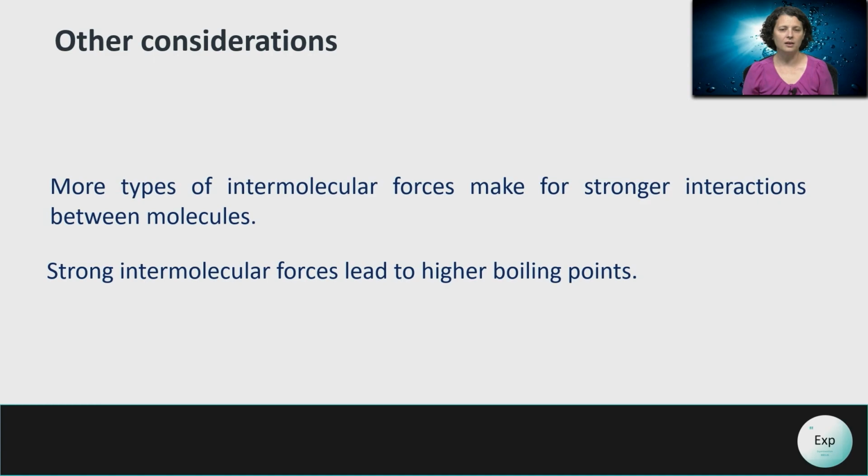And those include London dispersion forces, which exist between all molecules, dipole-dipole interactions that exist between all polar molecules, and water is polar, and then hydrogen bonding interactions, which exist between all polar molecules that additionally have oxygen-hydrogen bonds in them.